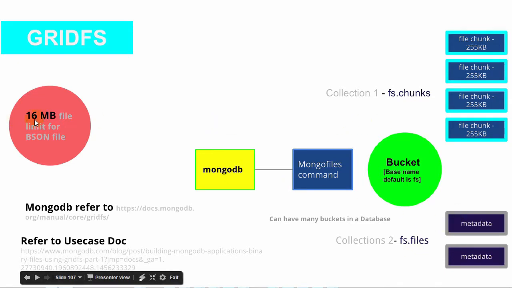So when a file is uploaded or added to a bucket, it will be split into file chunks. The file chunks will be of size 255 KB. The details about the file chunks will be kept under a different collection called fs.files as metadata. We'll be seeing more details about GridFS in the MongoDB documentation page, and there is a very useful use case documentation also given on the documentation page. We'll be seeing an overview of that also.